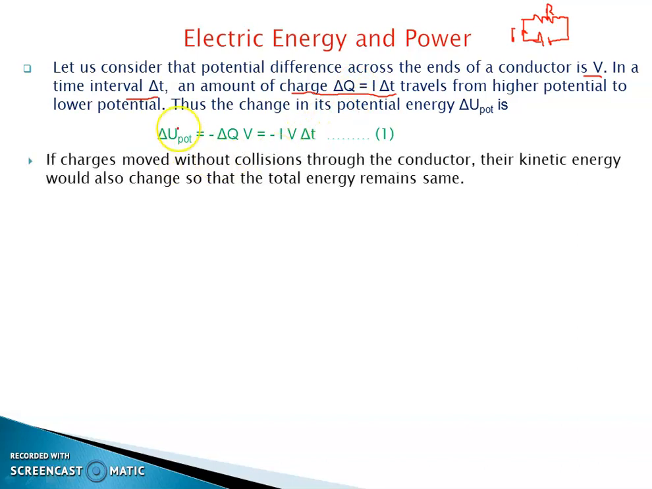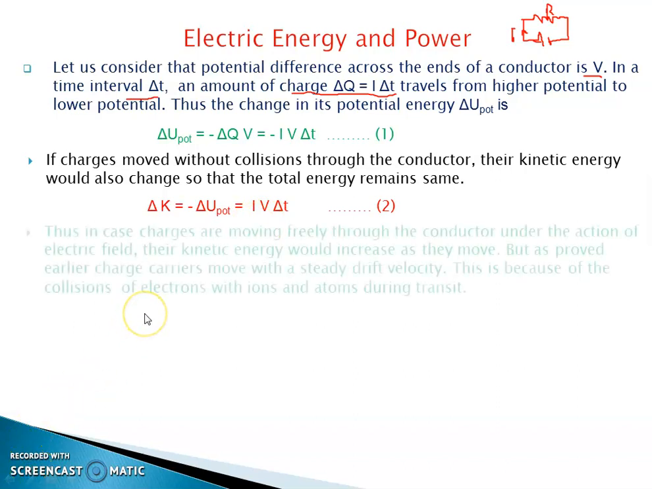Now if the charge moves without collision through the conductor, their kinetic energy would also change, so that total energy remains the same, right? Now change in kinetic energy is equal to change in potential energy from the work-energy theorem. So it may be written as IV into delta T, right?